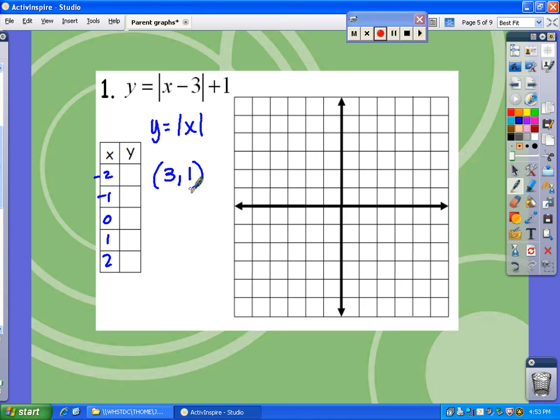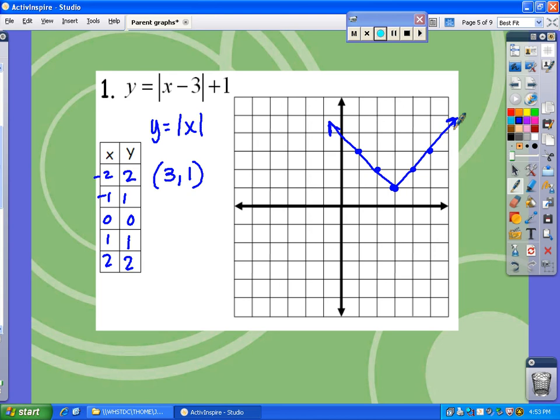So I'm going to graph that first, so (3, 1). And then I'm going to move my parent points. Now it's counting now. It's not coordinates anymore. I'm counting from my new vertex. So I got 2, 1, 0, 1, and 2. I'm going to go left 2, up 2, left 1, up 1, right 2, up 2, right 1, up 1. And my 0 is my new vertex. That's one way you can do this. So move the vertex and then count the parent points.